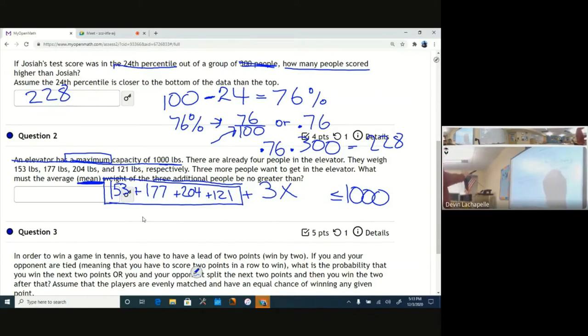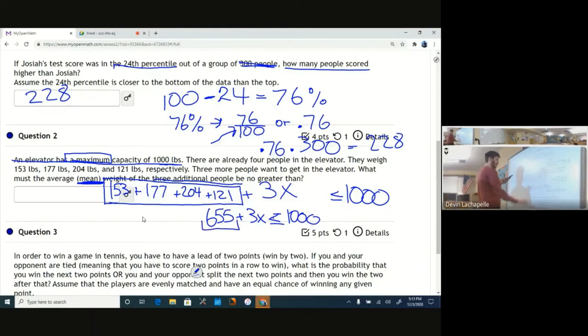Go ahead and add them together. All right, so we have 655 plus 3x is less than or equal to 1,000. So these are our original people. Those are our new people that we don't know the weight of. All right, so let's go ahead and solve.